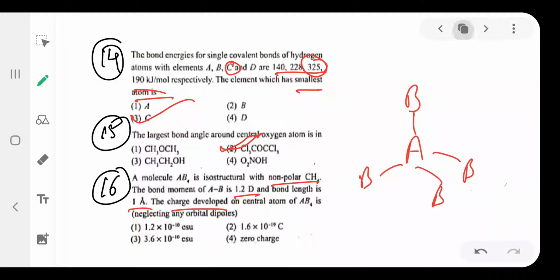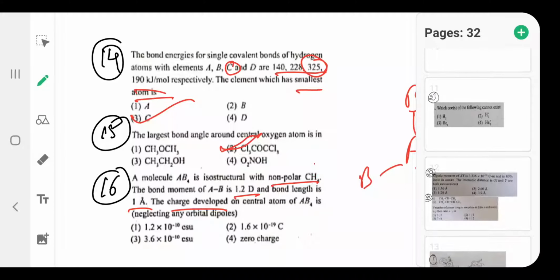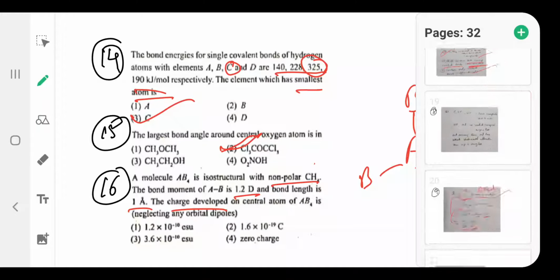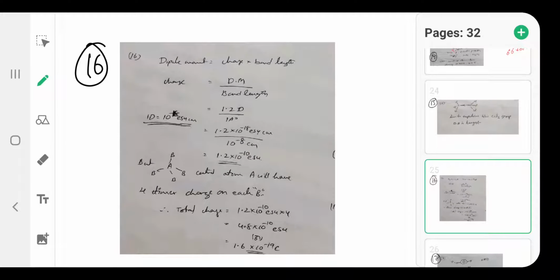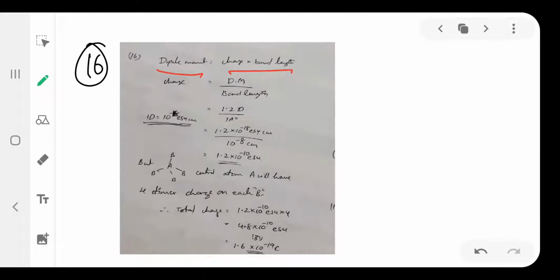According to the dipole moment, dipole moment is equal to charge into distance. Here, dipole moment is equal to charge into bond length. Therefore, we have to find out the charge: dipole moment divided by bond length. Dipole moment 1.2 divided by bond length 1 angstrom.